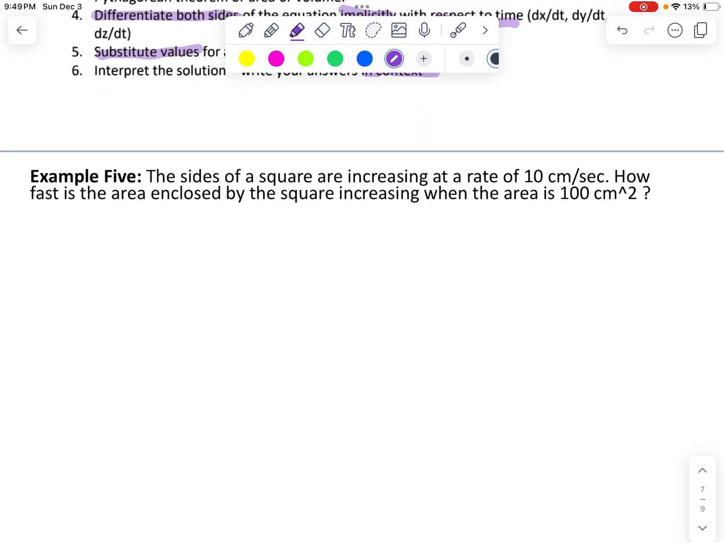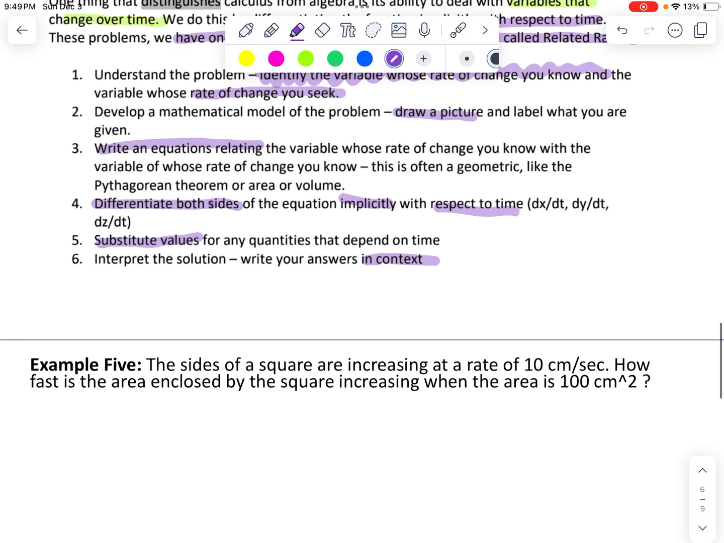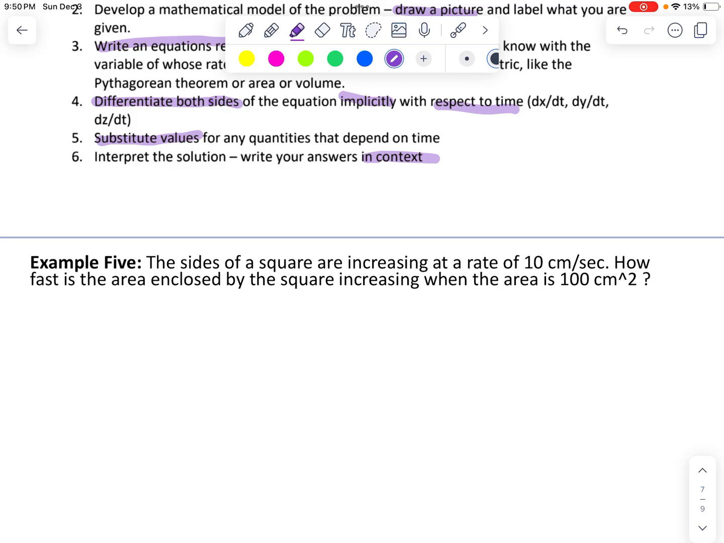Example 5. The sides of a square are increasing at a rate of 10 centimeters per second. How fast is the area enclosed by the square increasing when the area is 100 centimeters squared? So the first step, I'm going to scroll back up, is to understand the problem. So what are we trying to figure out? How fast is the area of the square increasing?